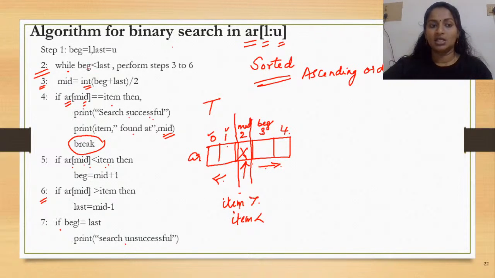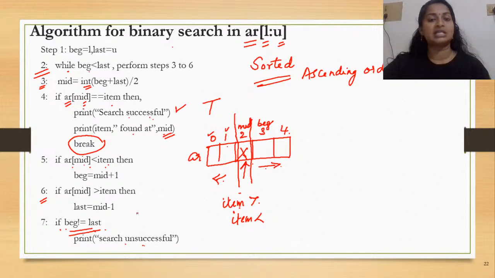Now in this case, when you're coming out of the loop, what do you check? You check with the condition if the value of beginning is not equal to last. Now, if this is the case, my search was unsuccessful. Is the idea clear? My search is unsuccessful. Now, for all the other cases, you would get a positive result stating that my search was successful.